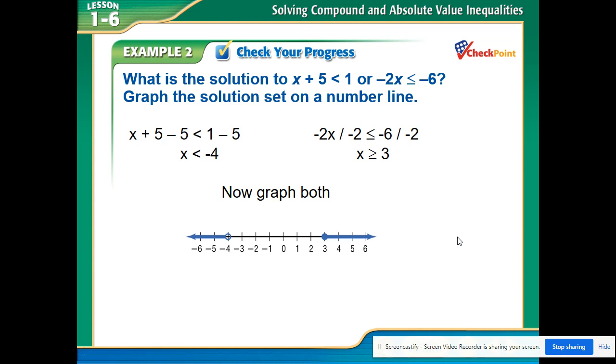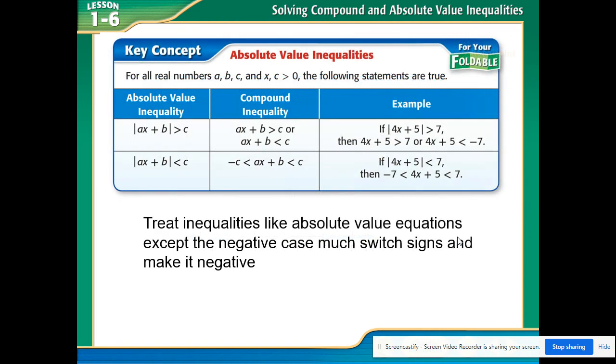We need to make sure that we know how to do compound inequalities, because when we go ahead to absolute value, it becomes compound inequalities. Now, you need to be careful. Any greater than symbol becomes an or, and less than symbols become an and. So here, greater than is an or, less than is an and.